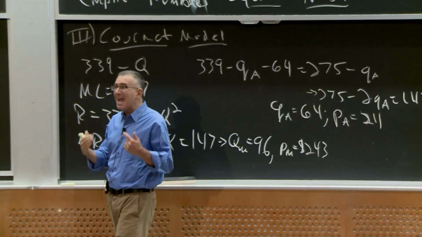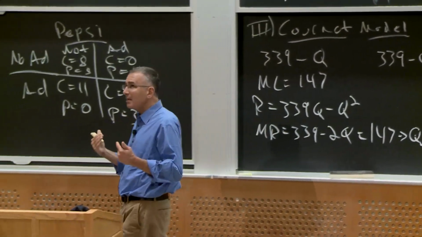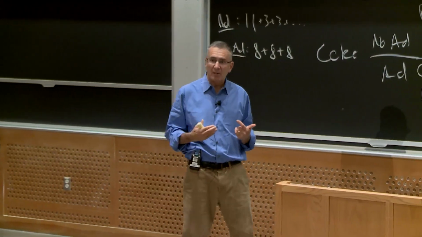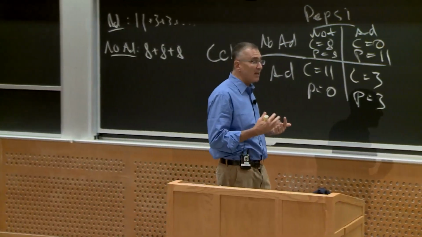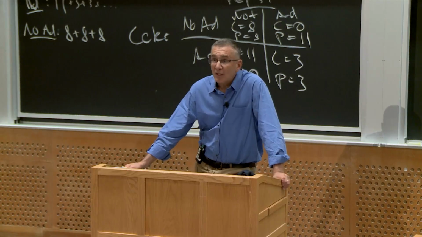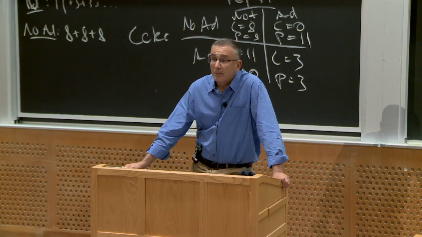The price has come down. Why? Because now part of the market's been taken. So if they want to sell into this market, they've got to have a lower price. So you get the new equilibrium, which is where the maroon line, the MR prime, hits the red line, the MC. That's at 64 flights and a price, you read off the demand curve, of 211. Questions about that? Yeah?